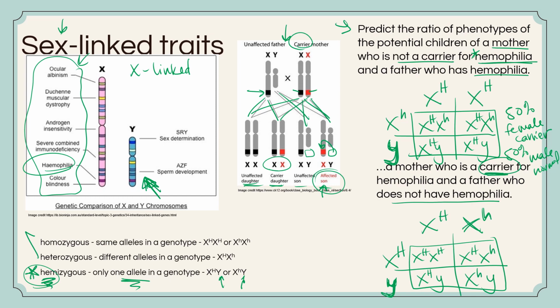What this means is that there is a 1 in 4 chance of a child being born with ovaries and totally normal. There's a 1 in 4 chance of a child being born with ovaries who is a carrier for hemophilia but does not have hemophilia. There is a 1 in 4 chance of a child being born with testicles who does not have hemophilia. There is a 1 in 4 chance of a child being born with testicles who does have hemophilia.